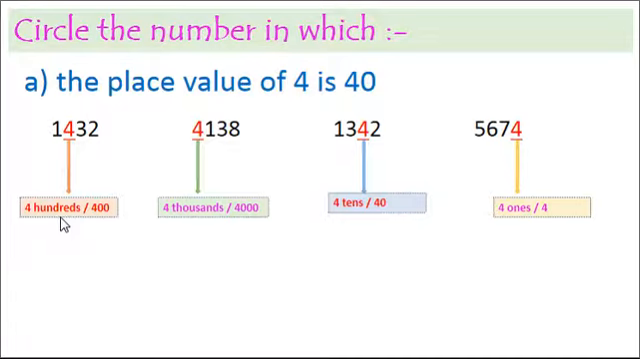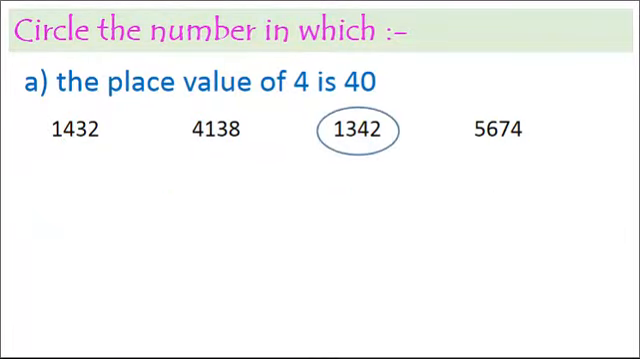So we have 400, 4000, 4 tens, 4 ones, but they are asking you to circle the number where the place value should be 40, that is 4 tens. So where is it? It is in this number, that is 4 tens, that is 40, right? So you have to circle that number. First of all, you have to read the question carefully and then identify it, right? So you have to circle that particular number.